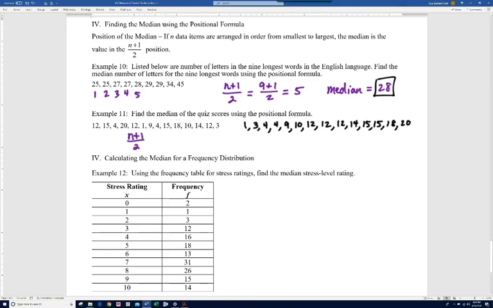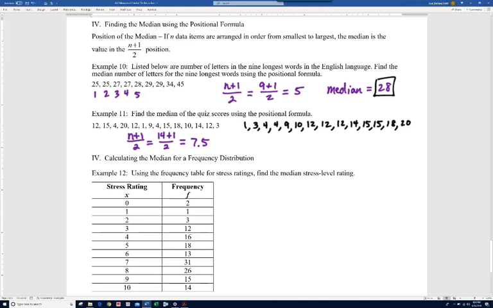So again, we'll use the formula. In this case, there's 14 pieces of data. So 14 plus 1 divided by 2, you're going to get 7.5 there. And so the median will occur between the 7th and 8th numbers.